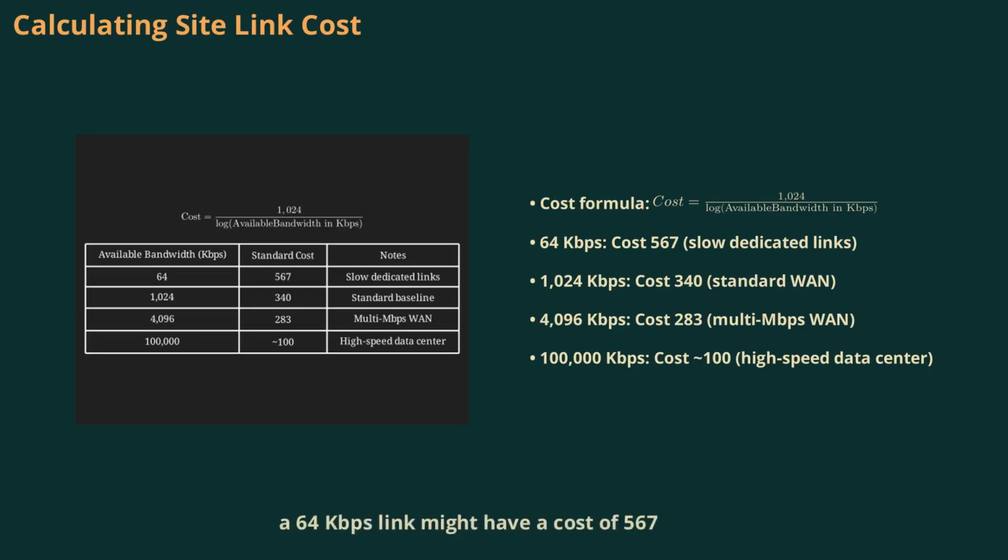For example, a 64 kilobits per second link might have a cost of 567, while a high-speed 100BASE-T link could be set to around 100. Use these guidelines to ensure your topology favors the most appropriate paths for replication.